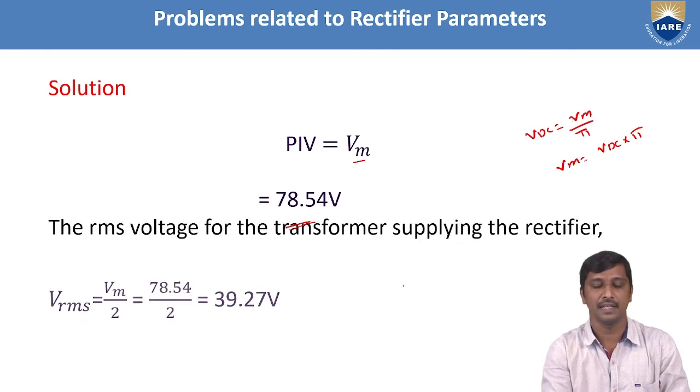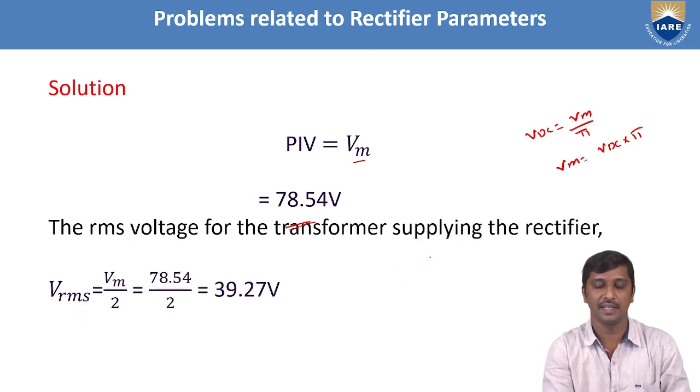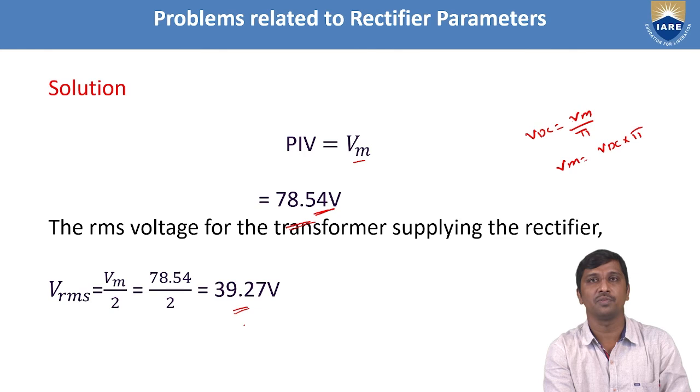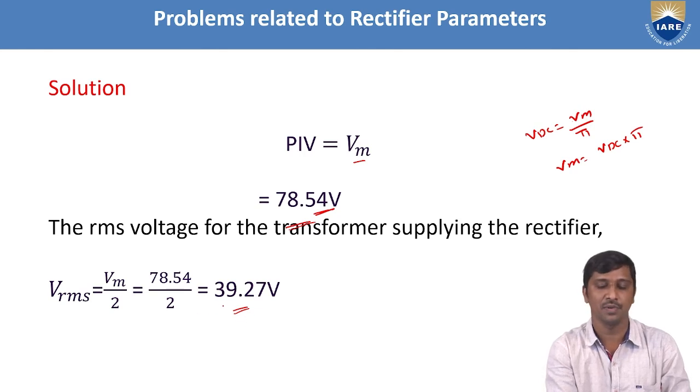Now I'm going to calculate the RMS voltage of the rectifier. We know that in a half-wave rectifier, Vrms is represented as Vm by 2. Here Vm is a known parameter, 78.54 volts, divided by 2. That is equal to 39.27 volts. That is the Vrms voltage of the transformer supplying voltage here, 39.27 volts.